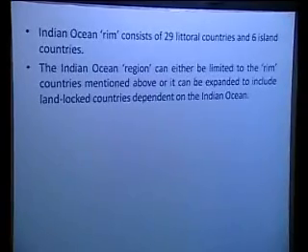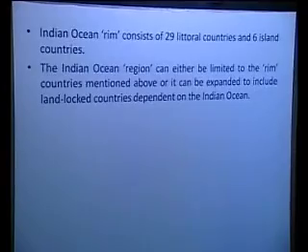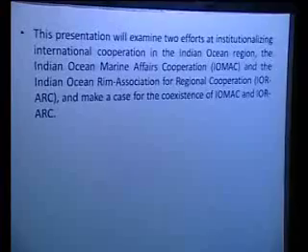The Indian Ocean rim consists of 29 littoral countries and 6 island countries. The Indian Ocean region can either be limited to the rim countries mentioned above, or it can be expanded to include landlocked countries dependent on the Indian Ocean. This is important, because one very important thing that the United Nations Convention on the Law of the Sea did was to recognize the importance of the sea for landlocked countries and the need for securing their participation in an oceans regime. That's one point we need to keep in mind when I go into possible collaboration between IOMAC and IOR.